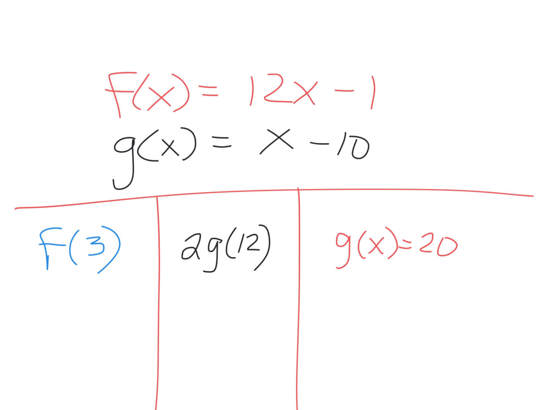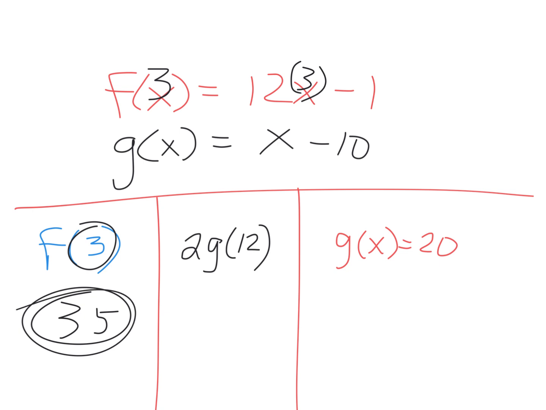All right, in my quick analysis, most kids seem to get this no problem. You stick the 3 in here. F of 3 gives you 3 times 12, which is 36 minus 1 is 35. Pretty much, I noticed almost everybody was saying they got that one. Yay.